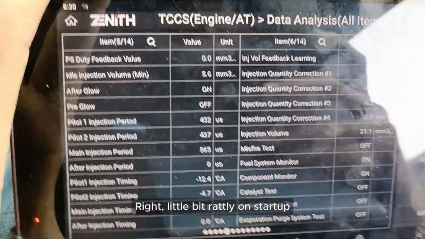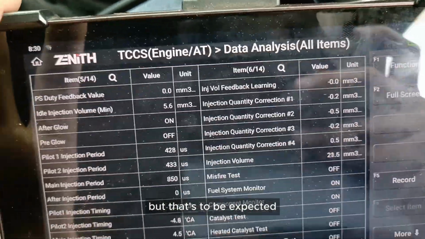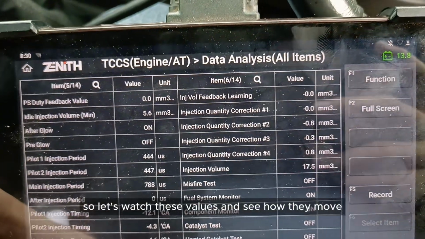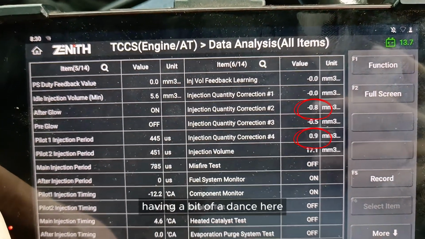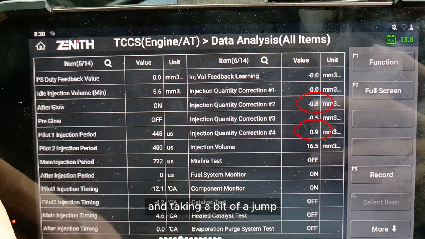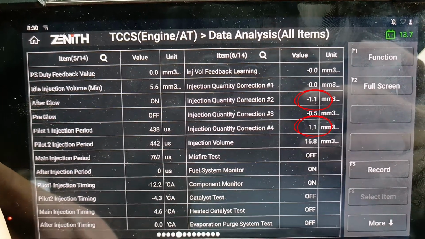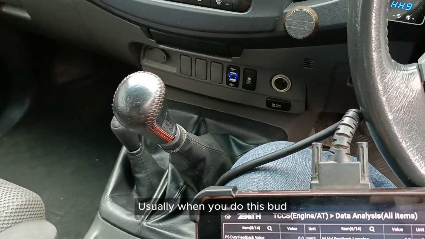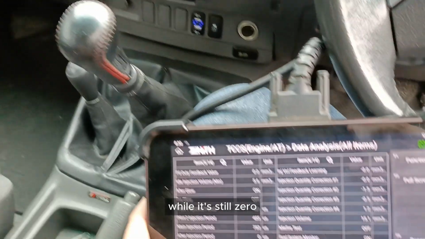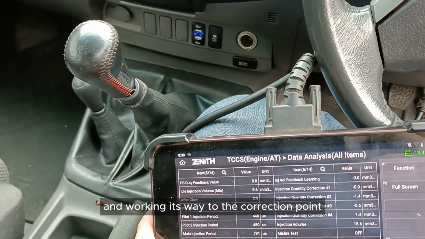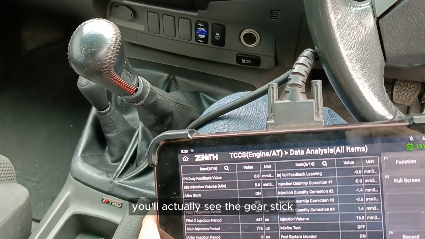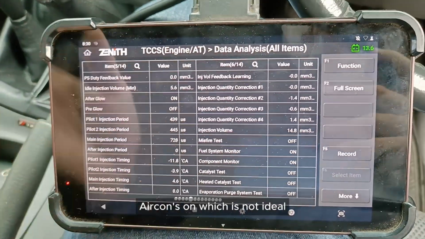Right, a little bit rattly on startup, but that's to be expected. So let's watch these values and see how they move. We can see number 4 and number 2 having a bit of a dance here and taking a bit of a jump, which is not that bad. Let's see where they end up. Usually, if they're a long way out while it's still working its way to the correction point, you'll actually see the gear stick kick around a little bit, but the aircon's on, which is not ideal.